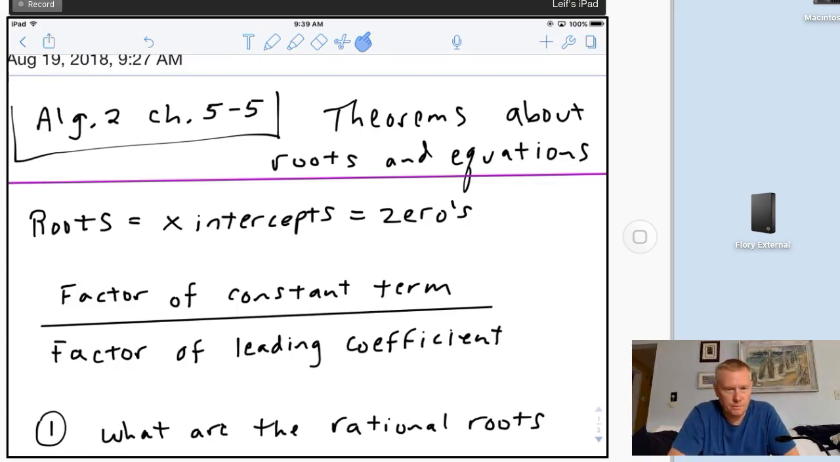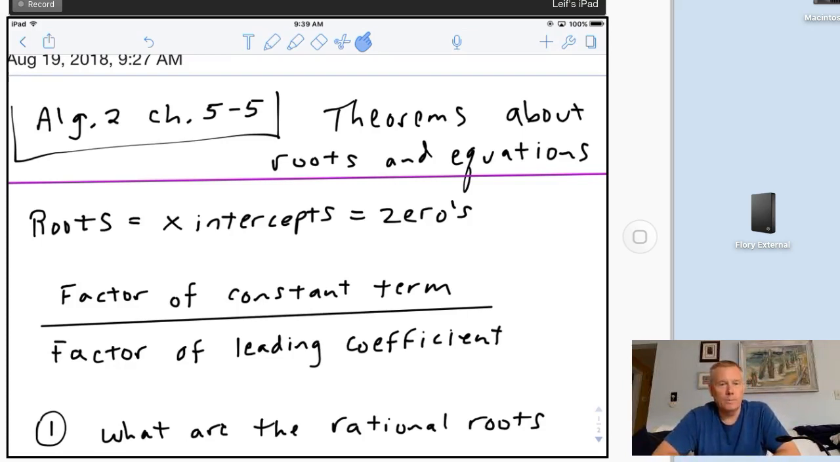The first thing we should talk about is how, when I say roots, that really means where the graph, the curve, crosses the x-axis, which means we also call it a couple other things. Roots is the same thing as x-intercepts, is the same thing as zeros. So if I ask for one of those things, you'll see the questions phrased in any one of those three ways, and they're all asking for the same thing, okay? So x-intercepts is the same as roots, is the same as zeros.